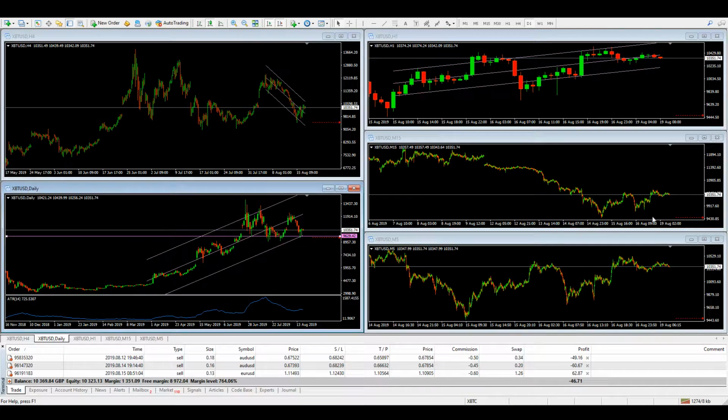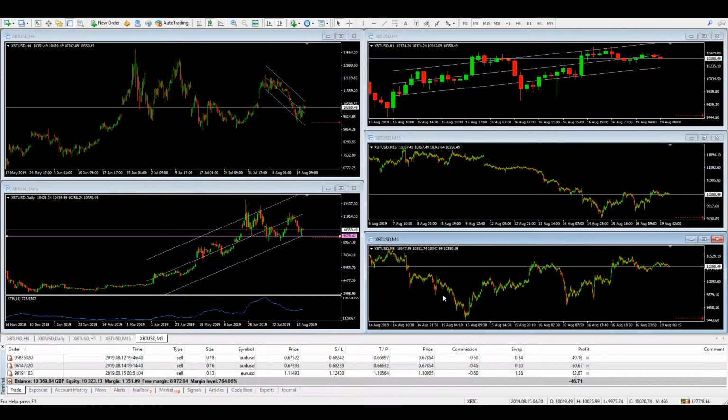If this does start to produce higher highs and higher lows in the lower time frames, your 1-to-1 is roughly around these kinds of levels, but to hold this for much longer, there's a lot of scope to the upside in this.